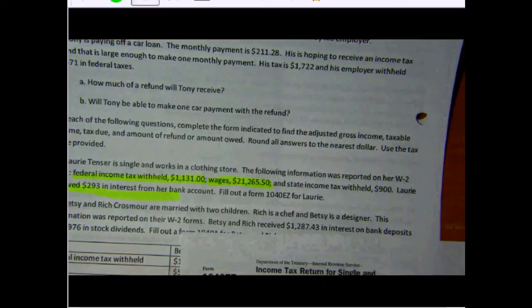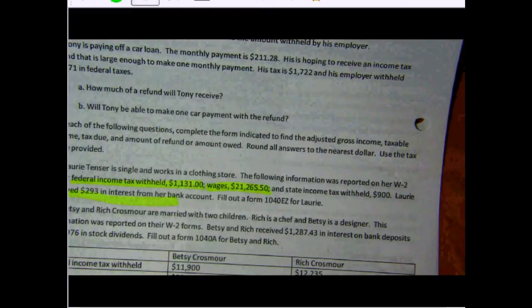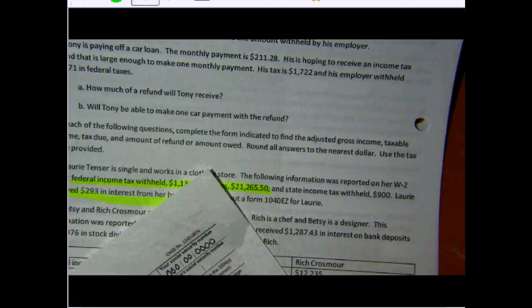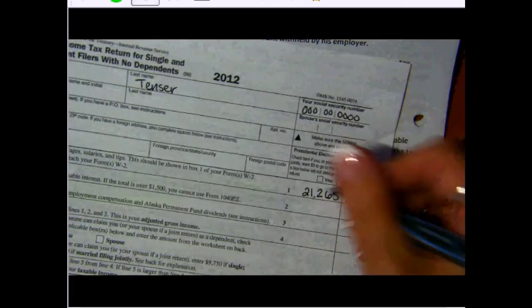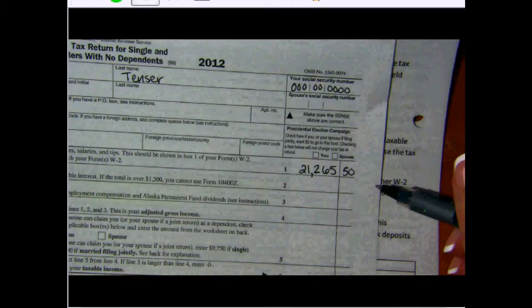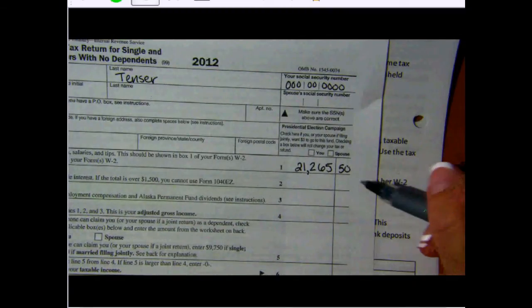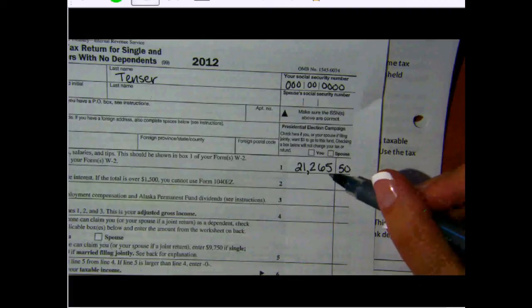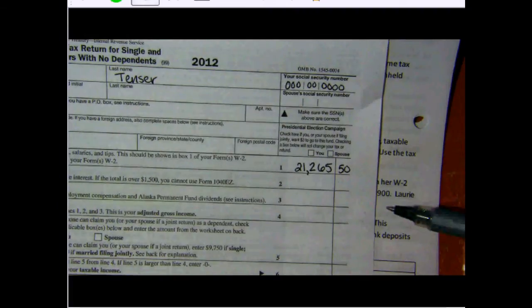Okay. So her wages go right here in this first box, box one, $21,265.50. Now, if you are filling out your electronic taxes, it won't take the change. So you actually round everything. So the 5 would actually round this up to 266. But since we're doing a paper, you can actually put the change in.